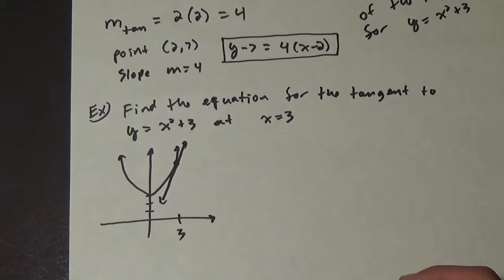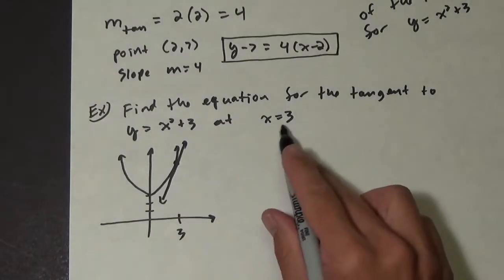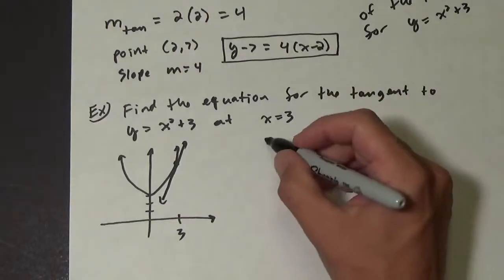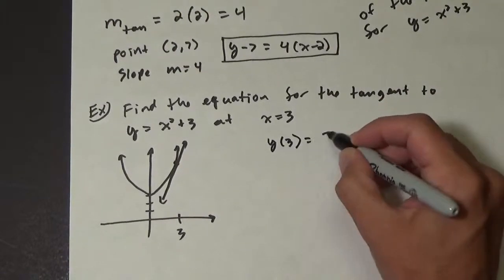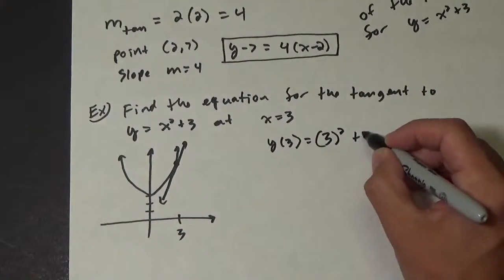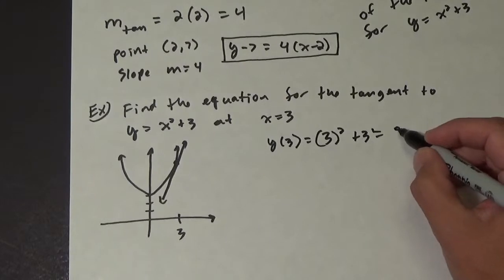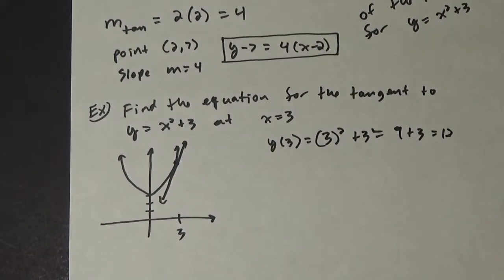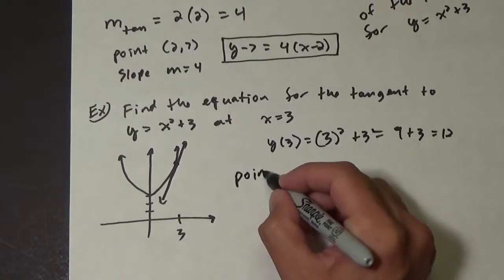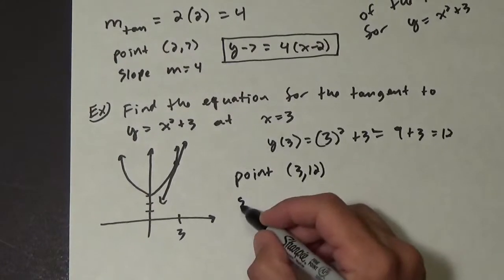Okay, so we need two things. We need a point and a slope. Now for this one, we don't have the point. We only have the x value, but it's easy enough to get the point. So we put in y of 3 equals 3 squared plus 3, which is 12. 9 plus 3, which is 12. So our point is 3, 12, and now we need a slope.